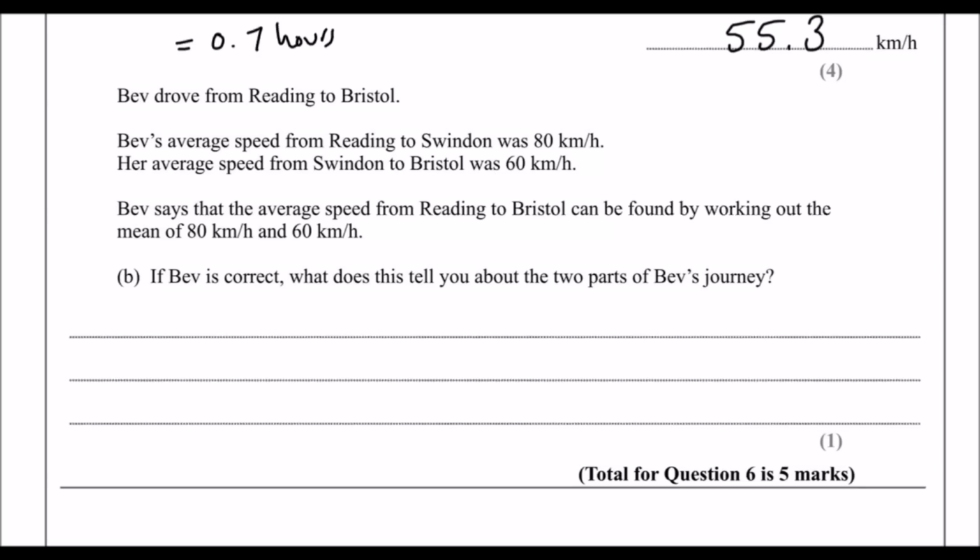So the only way that you can find the average speed by just finding the mean of the two speeds is if the time must be the same. So the time for each part of the journey must be equal.